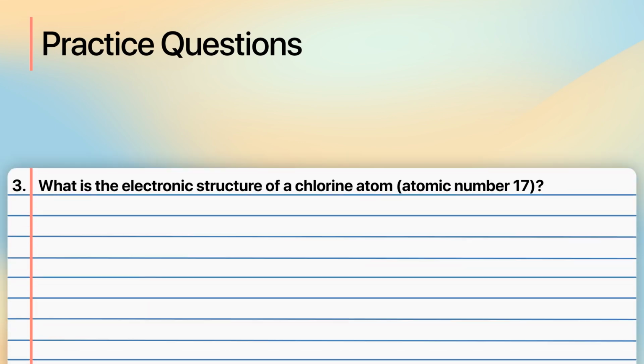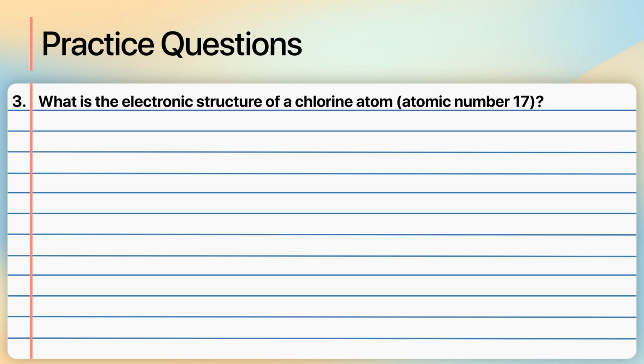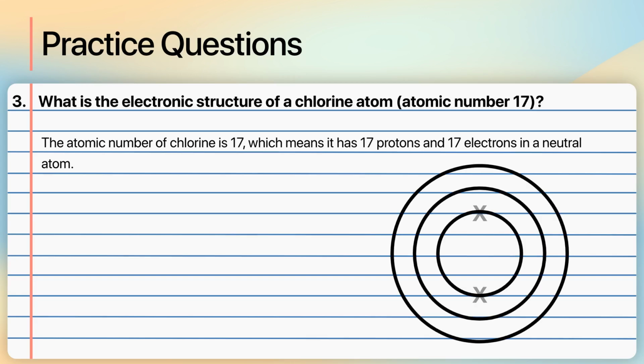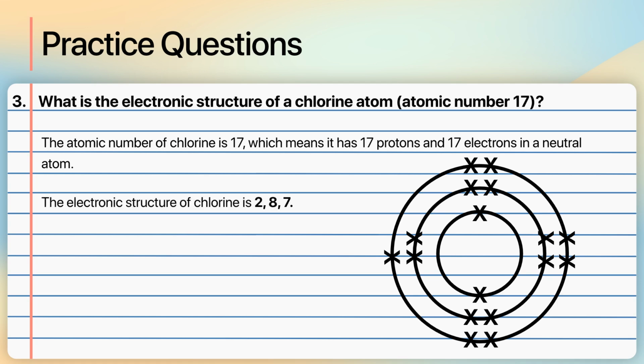Now, for our final practice question. What is the electronic structure of a chlorine atom, atomic number 17? The atomic number of chlorine is 17. Meaning it has 17 protons and 17 electrons in a neutral atom. Therefore, we place the first 2 electrons in the first shell. The next 8 electrons go into the second shell, and the remaining 7 electrons go into the third shell. So, the electronic structure of chlorine is 2, 8, 7.